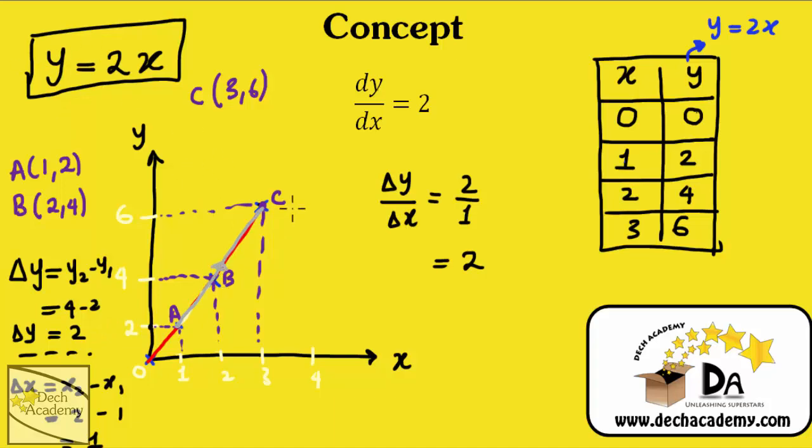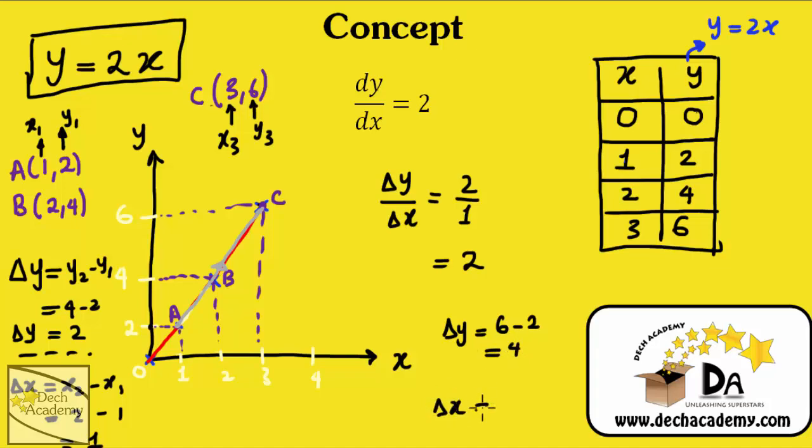What's the change in y? It's y2 minus y1. Or, I'll call this y3, and I'll call this x3. I'm going from A to C. I'll call this x1, and this y1. The change in y is y3 minus y1, which is 6 minus 2, which is 4.